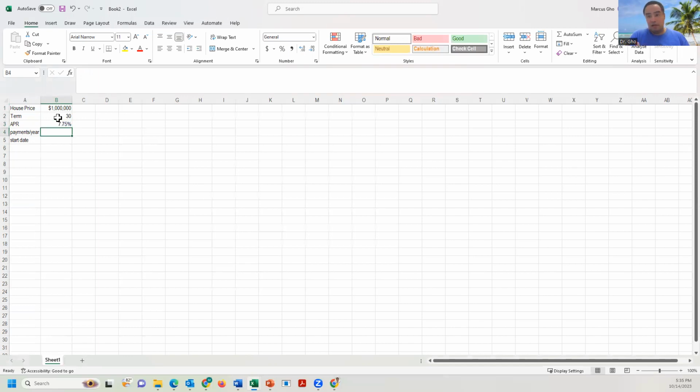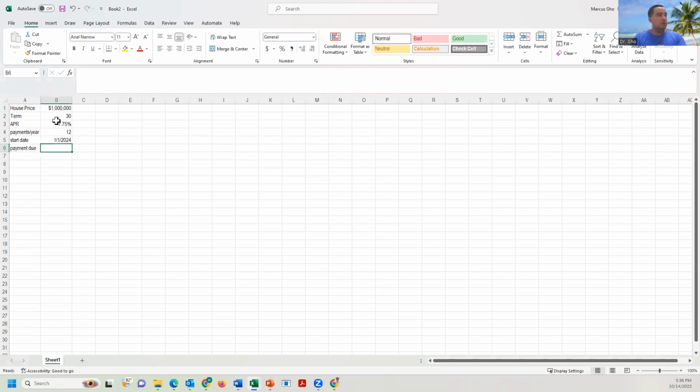Payments per year. Now, it's pretty common to get a monthly mortgage, which takes 12 months in a year. So I'll input the value of 12. A start date, how about if we put 1/1/24, January 1st, 2024. Okay, then we have some information that we can put in. Let's start using Excel to create some calculations.